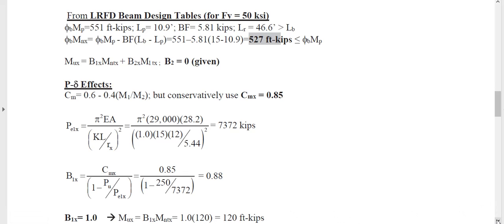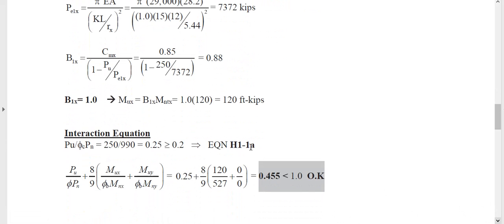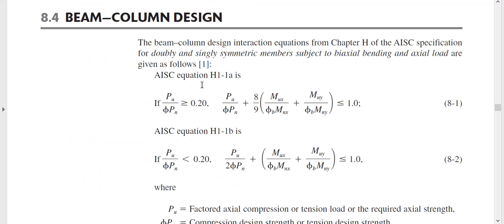Okay, then we will see which equation to use. As our Pu over phi Pn ratio is 0.25, which is more than 0.2, we use equation number 1. This portion is 0 because there is no moment about y. After calculating, we got 0.455, which is less than 1. If I go back to the equation, yes, this should be less than 1. That means the column is good.